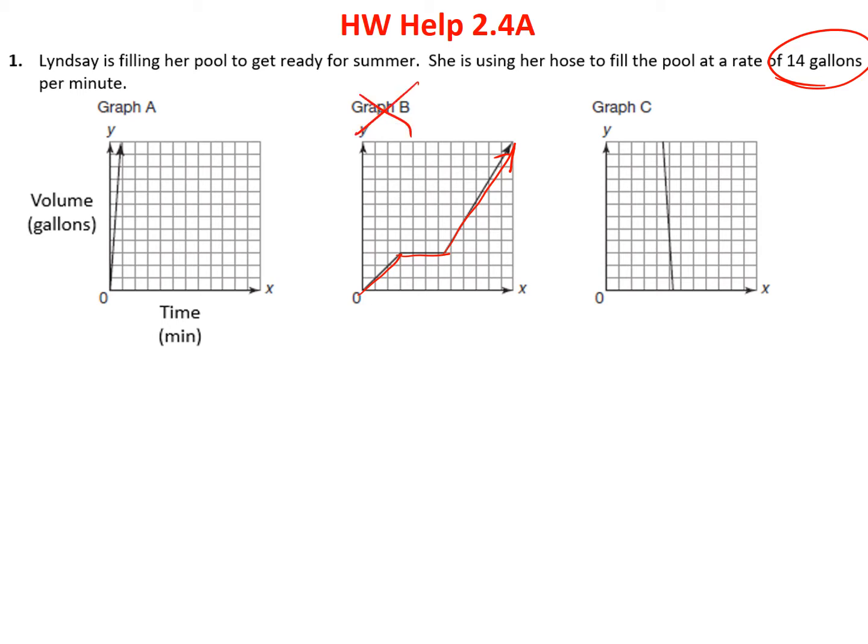Notice number C doesn't even start at 0. You'd figure she's putting water in the pool and it's going to be going up at some rate. But this one's going down, so that's eliminated. Here, we start at 0, and notice 1, 2, 3, 4, 5, 6, 7, 8, 9, 10, up to 14. So this is the one we're looking at. And so graph A would be the best graph for that scenario.